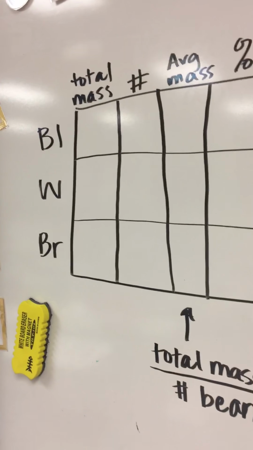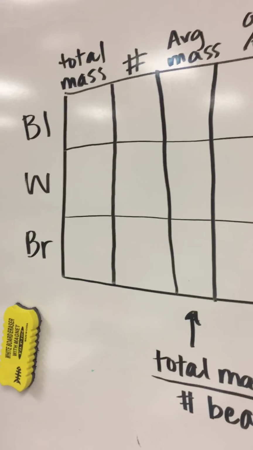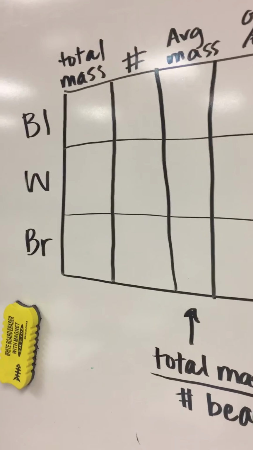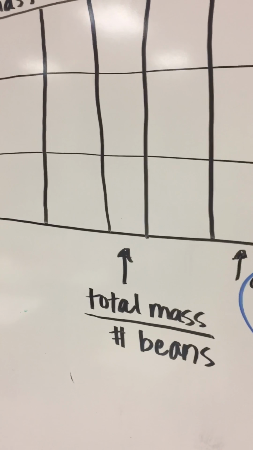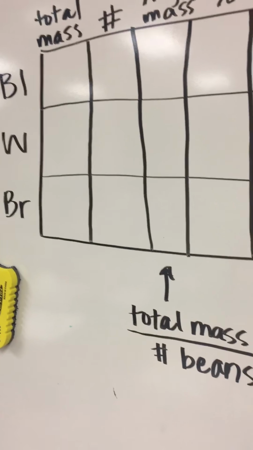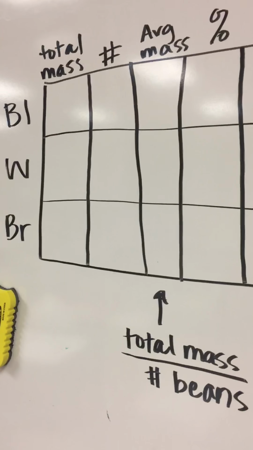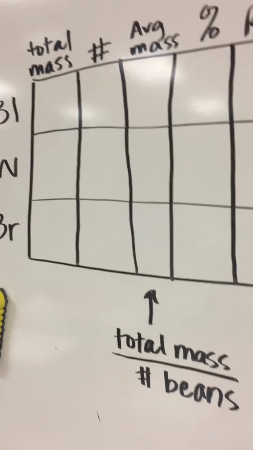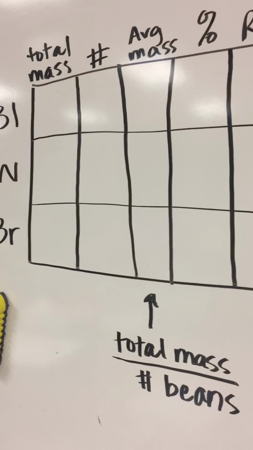In the third column, you have to calculate the average mass of a black bean, a white bean, and a brown bean. The way that you do this, and I put it down here, right there, you're going to take that total mass from the first column, so the mass of all the black beans, and divide it by the number of black beans that you had. You do that for each color. Take the total mass of all the beans of that color and divide it by how many beans of that color you actually had. Okay, so that's how you do the third column.